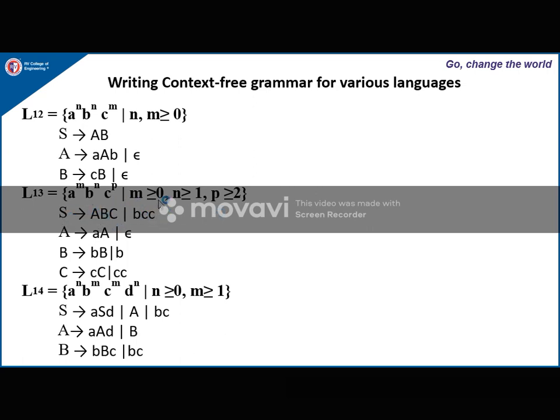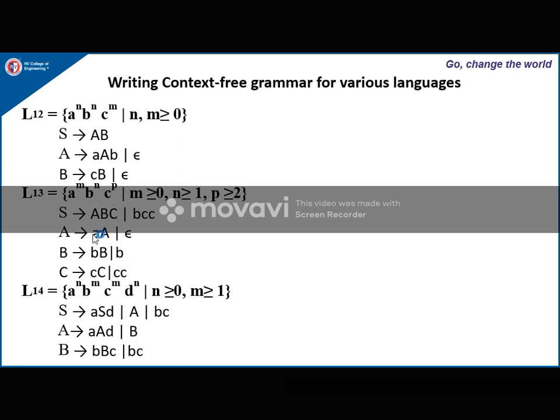Next, m can be any number of a's, so it will be generated by A, and n can be greater than or equal to 1. The 1 is already there, so now you can write this as b, and p should be greater than or equal to 2. So c's are generated by the C production, so this will be the production.